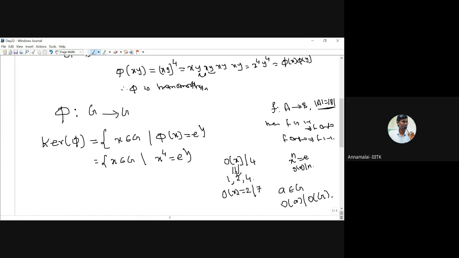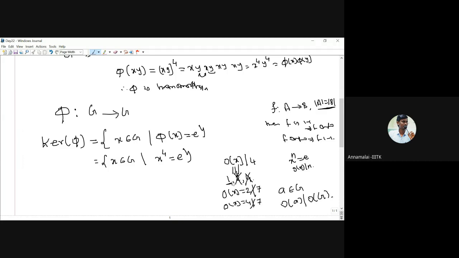7 is a prime number. Therefore, 2 does not divide it, so 2 is not possible. Suppose the order of x equals 4, again this should divide the group order. Again, 7 is a prime number, so its only divisors are 1 and 7. Therefore, 4 does not divide 7, and the order of x equal to 4 is also not possible. Therefore, the only possibility is that the order of x equals 1.